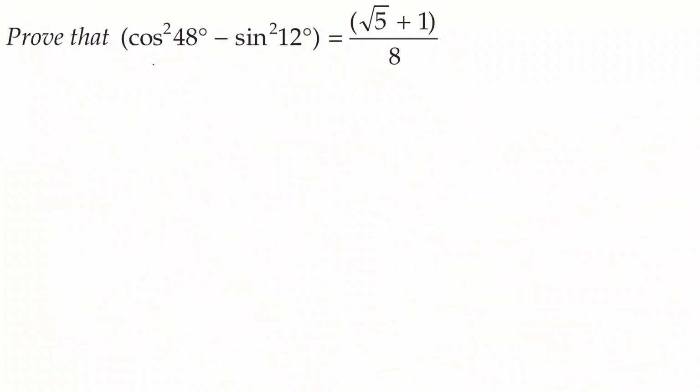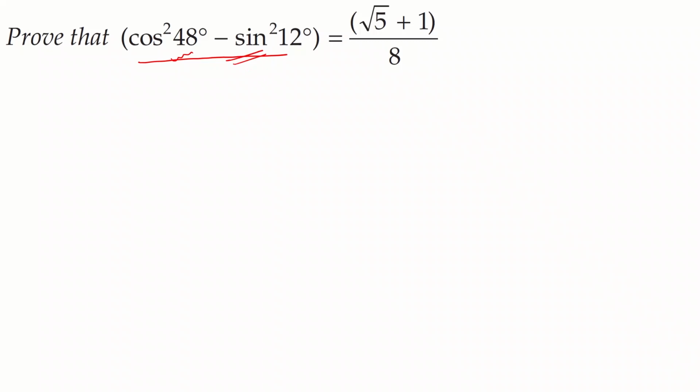Okay. Now we have to prove that cos square 48 degrees minus sine square 12 degrees is equal to this thing. Okay, so in here what we'll have to do is use those previous values. Okay, so we'll see what we can do with those values. But for now, what do you think we can do with this cos square minus sine square?